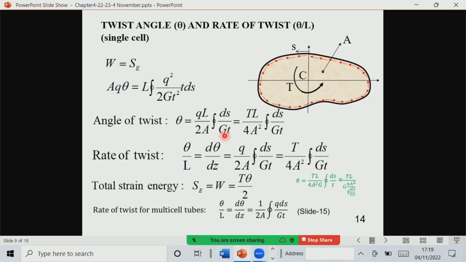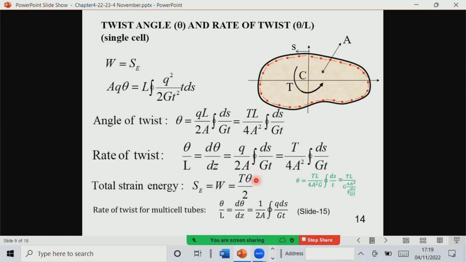And this gives us the loop integral of ds divided by gt. We keep g and t inside the integral because we allowed the material property and the thickness to vary. So I said, for a single cell, we can use either of these two. Q, as you can see, because it's constant, is outside the integral. The total energy, I showed you, we can use this equation to find it, but I don't recommend it. If you have an angle of twist, you can easily find the energy stored by the structure using this equation.